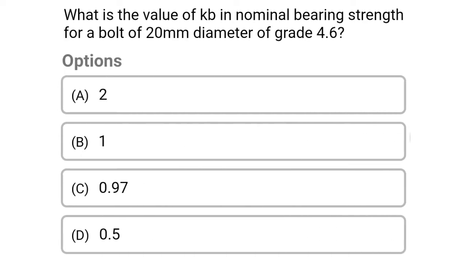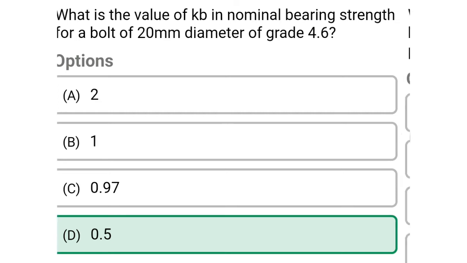Next question, what is the value of kb in nominal bearing strength for the bolt of 20 mm diameter of grade 4.6? Option A 2, option B 1, option C 0.97, option D 0.5. The correct answer is option D 0.5.